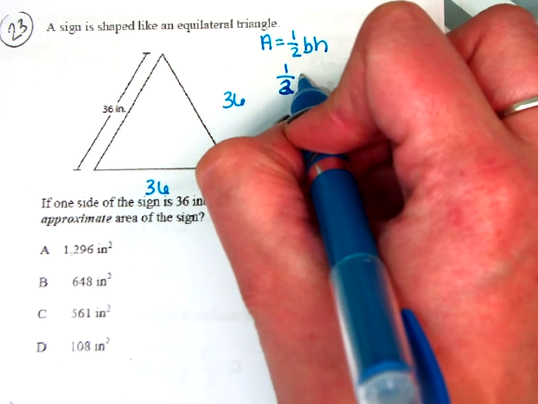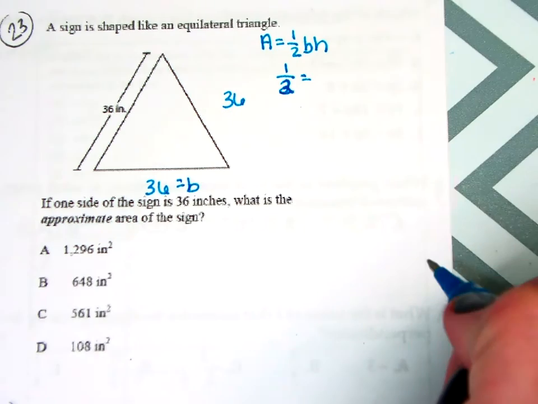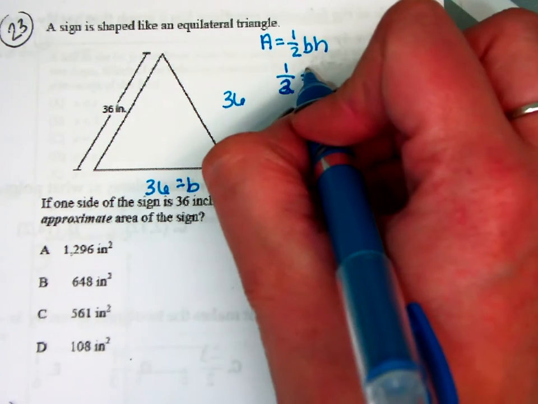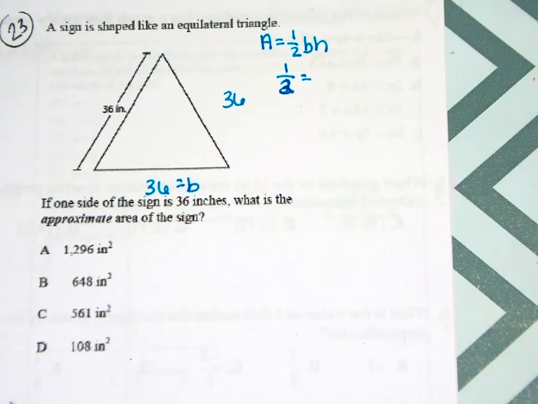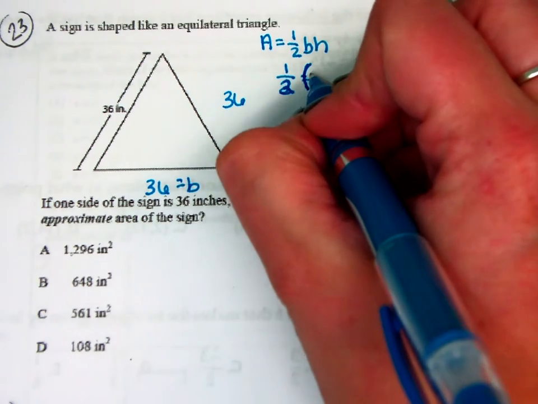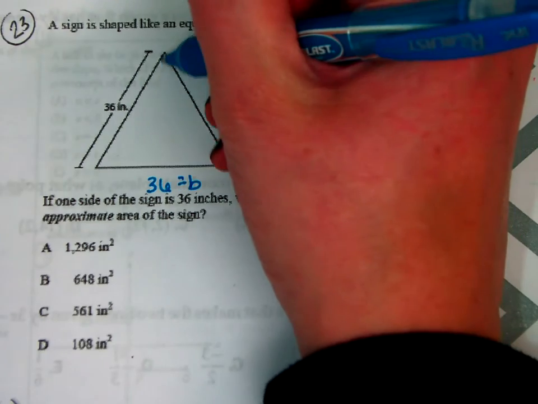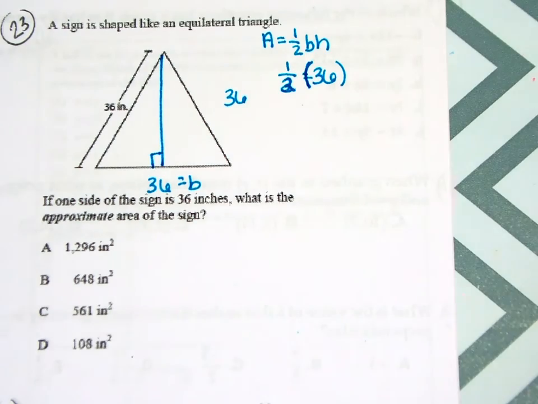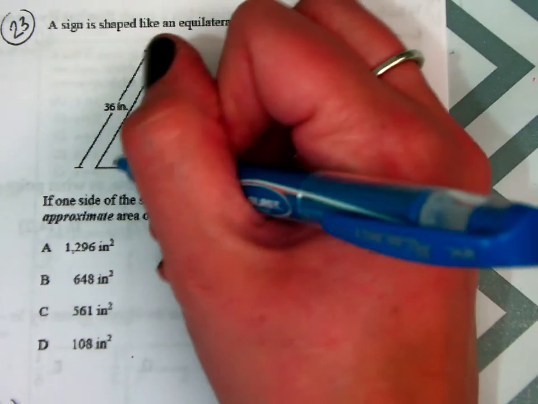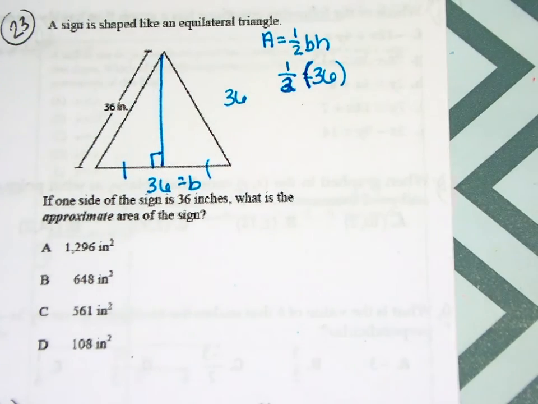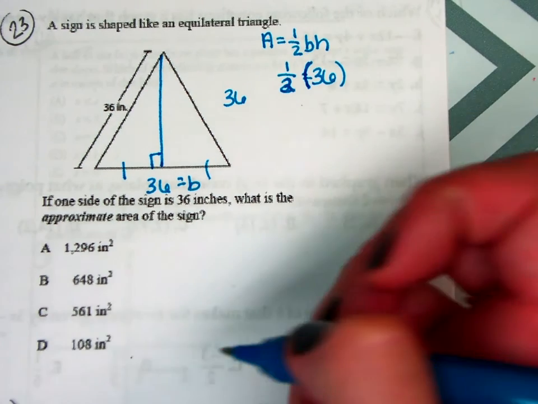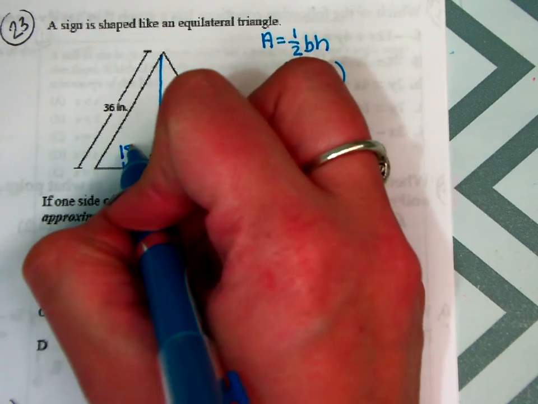oh, I don't know why I put a third. This is the base. Like 36 is the base. I'm going to change that to 36. Not negative 36, that is just 36. But we're missing a height. So the height goes down. And if the triangle is equilateral, it will always intersect the base at the midpoint. So 1/2 of 36 is 18.